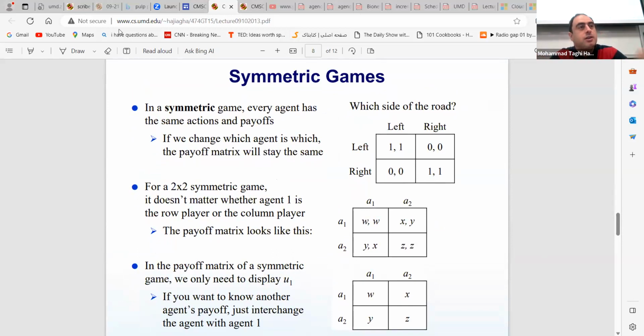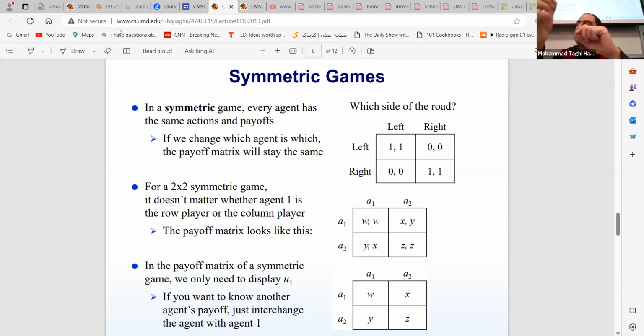A better definition is this: if we change the role of player 1 and player 2, or maybe more than two players, then the payoff matrix remains the same. So it means that if you have even 3 players, you don't need to say this is the row player, column player, or the third player. You can put them arbitrarily and still the matrix remains the same.